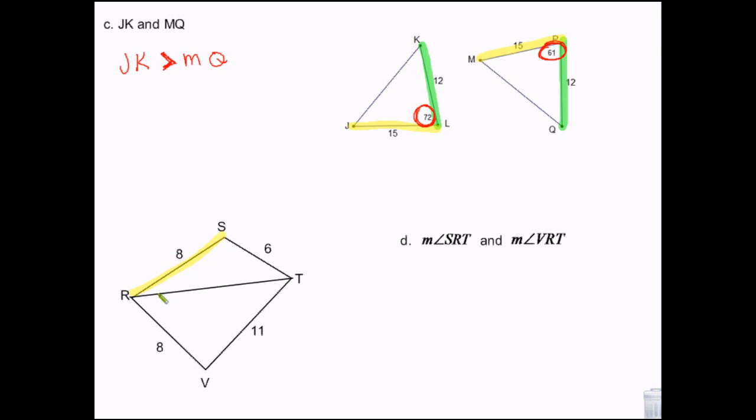Here I have RS is 8, RV is 8, so those are the same. RT is the same as itself, and we're looking for that included angle, so I want to compare these two angles here. So which angle is bigger, SRT or VRT? VRT is bigger, yeah.